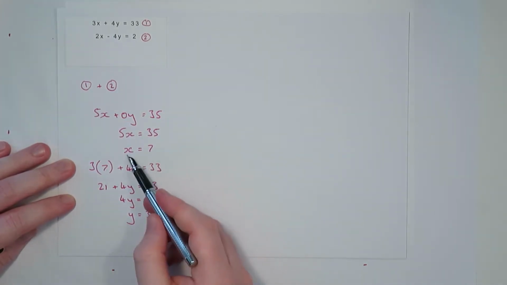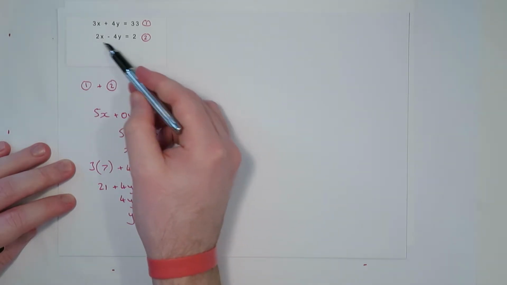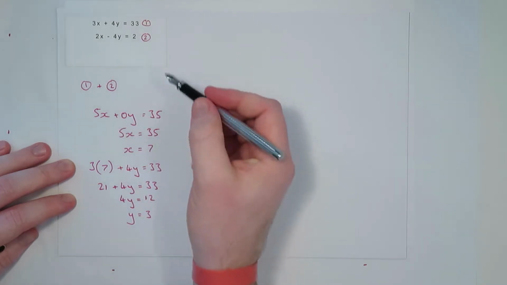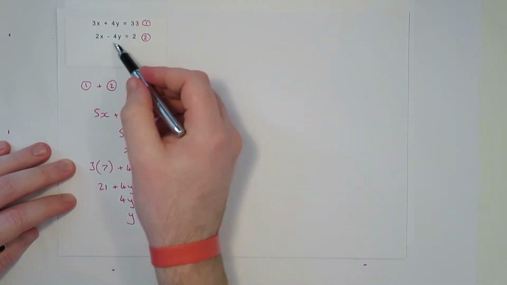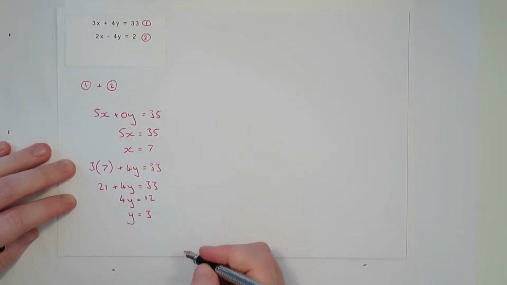It's good practice here, if you have x equals 7, y equals 3, to substitute both of these into this equation and see if your answer is 2. So 2 lots of 7 there will be 14. 4 lots of 3 is 12, so 14 minus 12 does indeed give you 2. So that there is the correct answer.